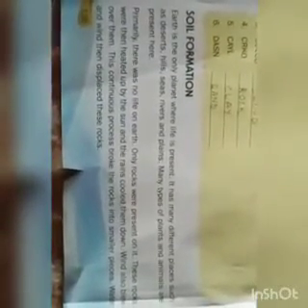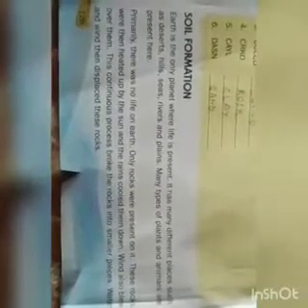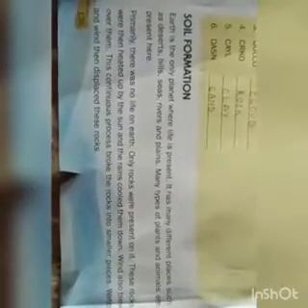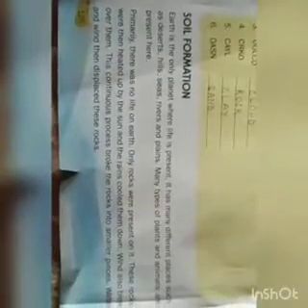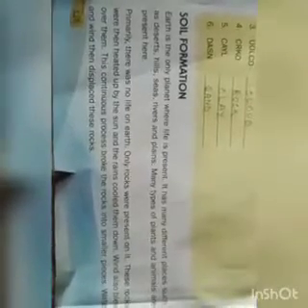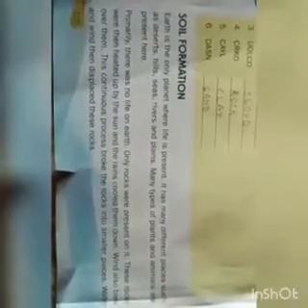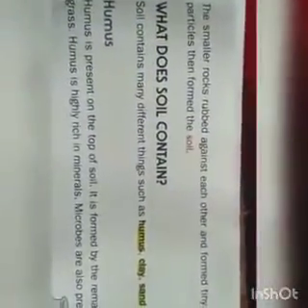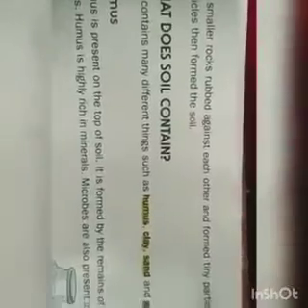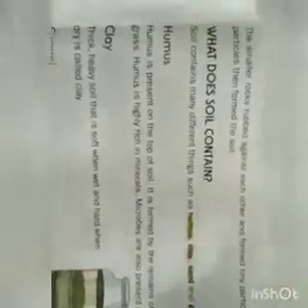These rocks were then heated up by the sun, and the rains cooled them down. Wind also blew over them. This continuous process broke the rocks into smaller pieces. Water and wind then displaced these rocks. The smaller rocks rubbed against each other and formed teeny particles. These particles then formed the soil.